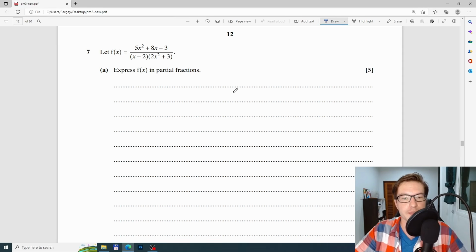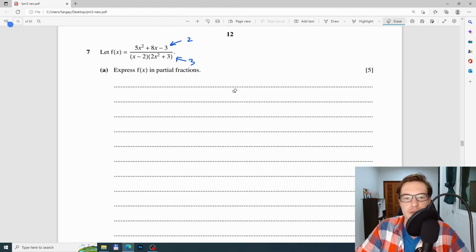Next question is about partial fractions. And before we start, we have to make sure that the maximum power in the numerator is less than the power of the denominator. So the highest power of the numerator is 2. And the highest power of the denominator, when you multiply x by 2x squared, you will get x to the power of 3. So yes, the power of the numerator is 2, the power of the denominator is 3. So that means we can continue to our partial fractions.